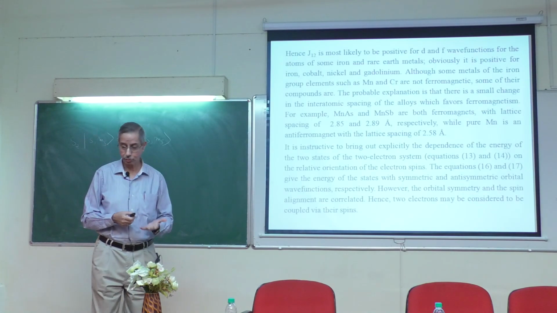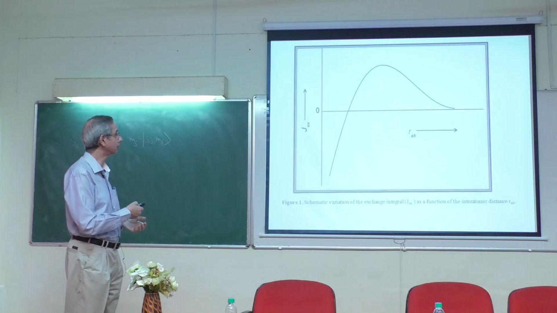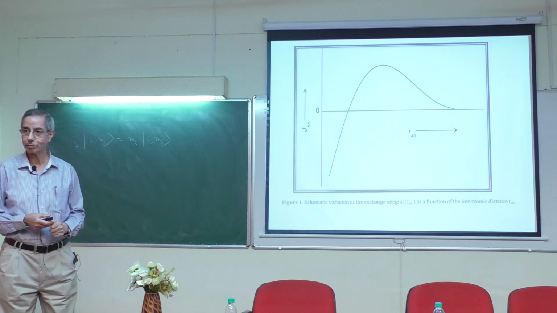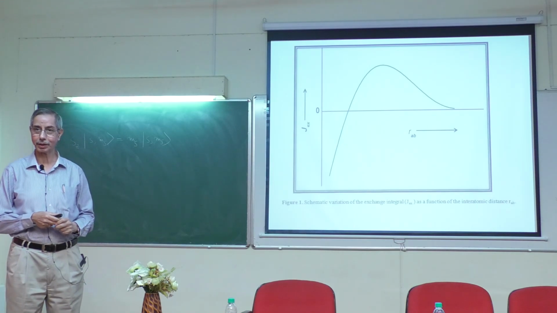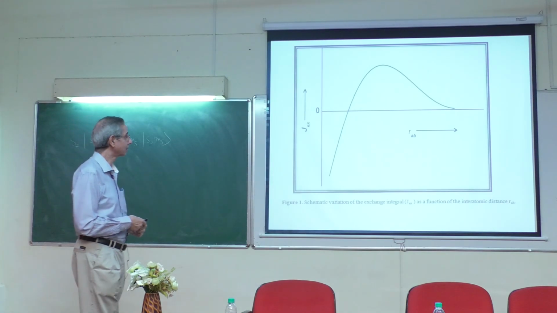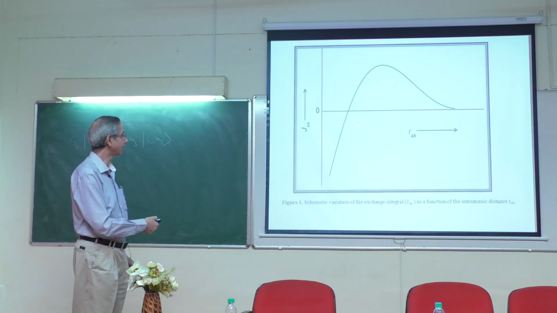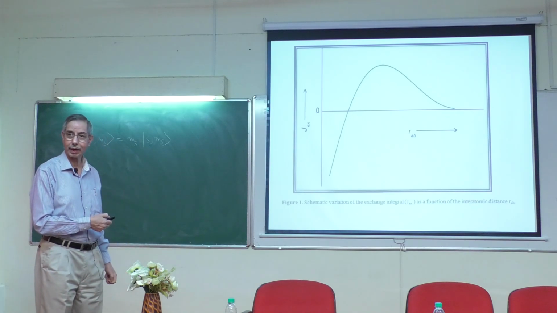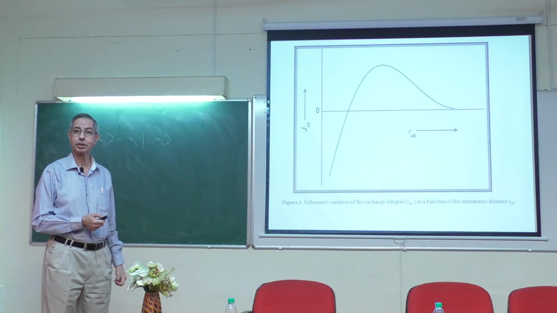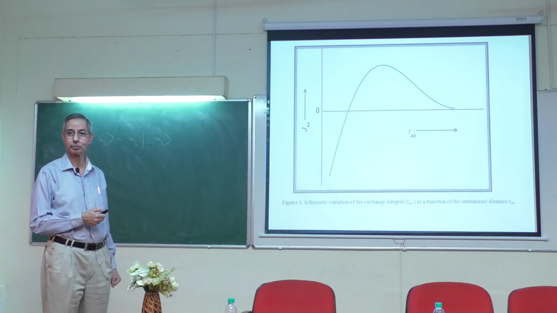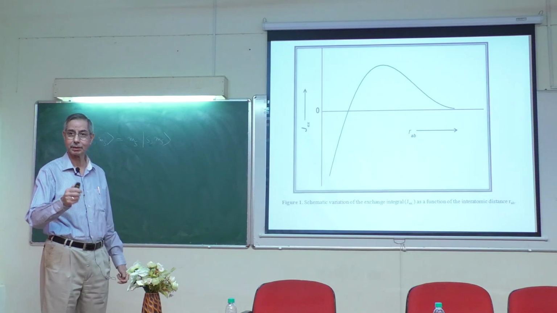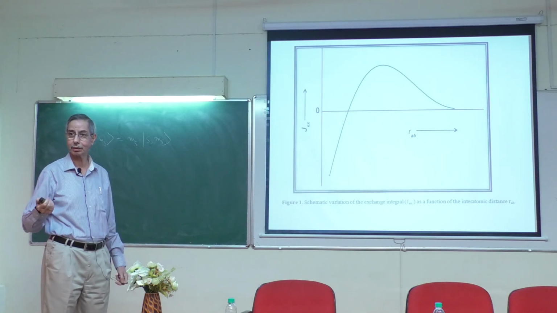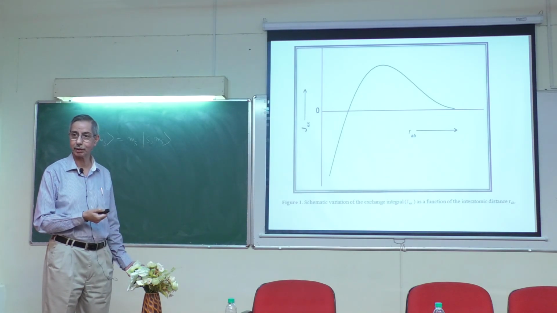Now, this you have probably seen. This is called the Bethe-Slater curve. It tells you that there is a critical distance between the spins at which the effective exchange between those spins is zero. They don't experience anything. But above that critical distance, the spins would be parallel, and below that they will be antiparallel.